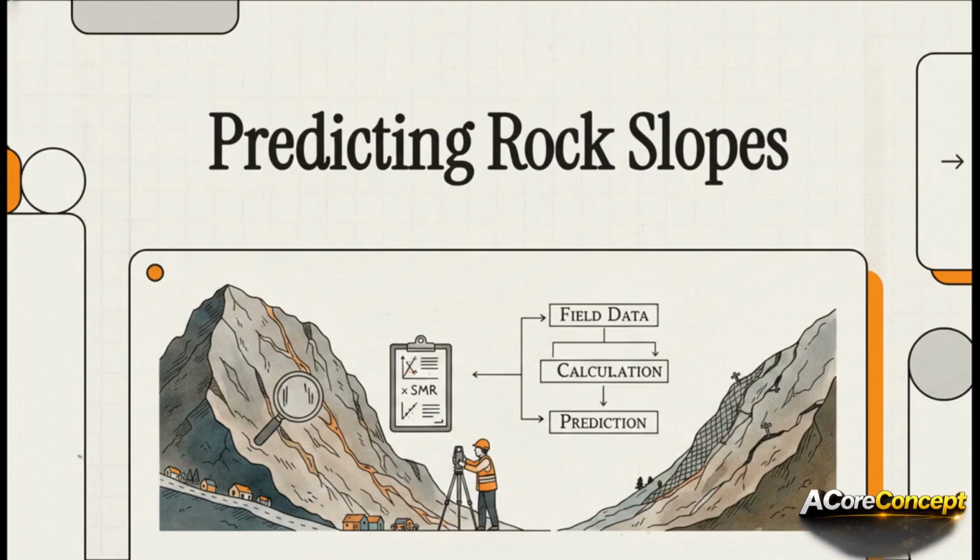Ever look up at a massive highway rock cut and think, what is actually stopping that whole mountain from just collapsing onto my car? Well, you're not alone. In this explainer, we're going to demystify the slope mass rating system and learn exactly how engineers turn raw field data into literal life-saving predictions. We are going to break down the exact mathematical procedures used out in the real world.